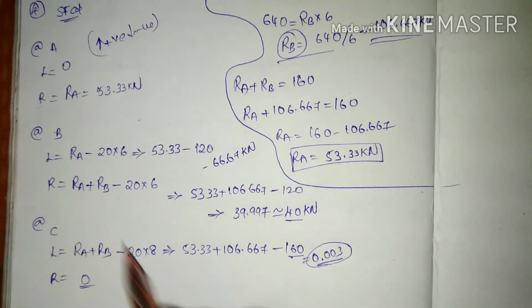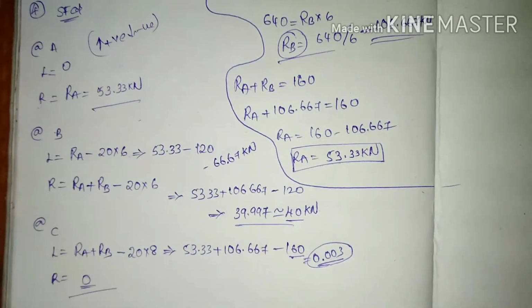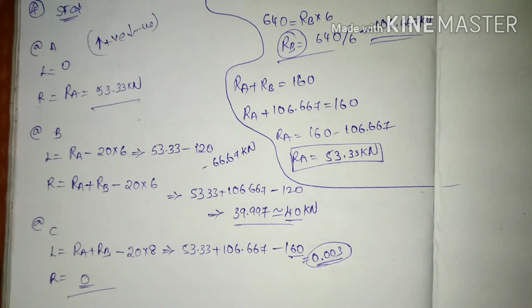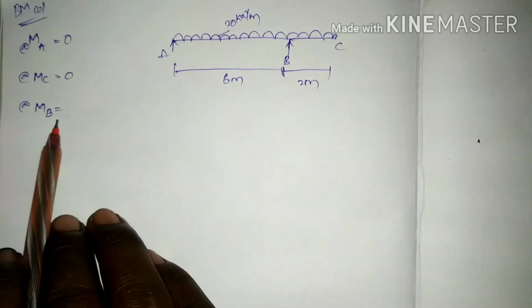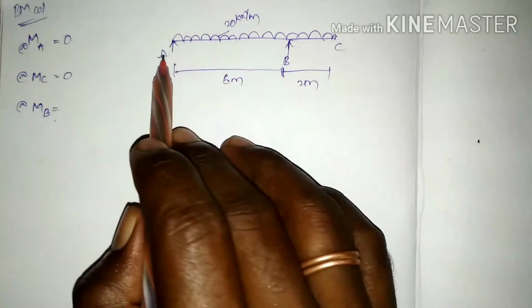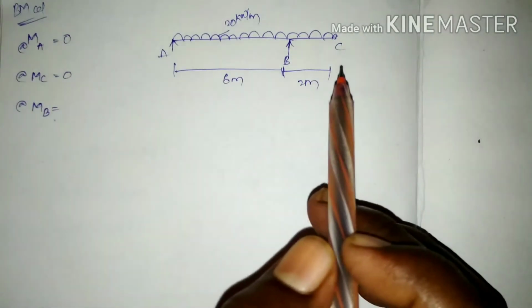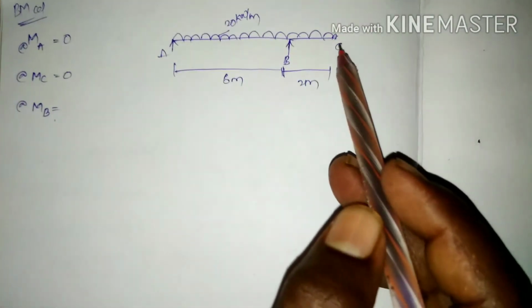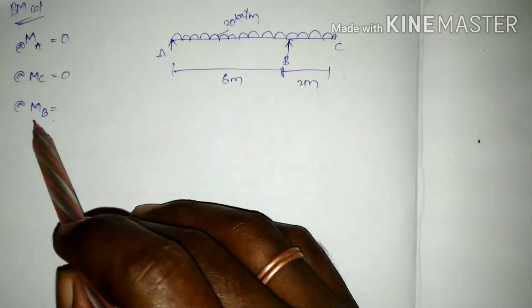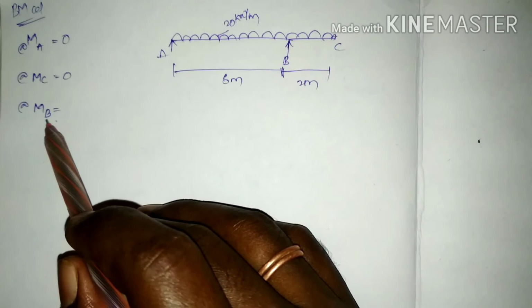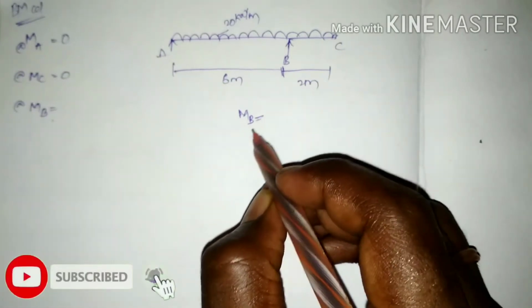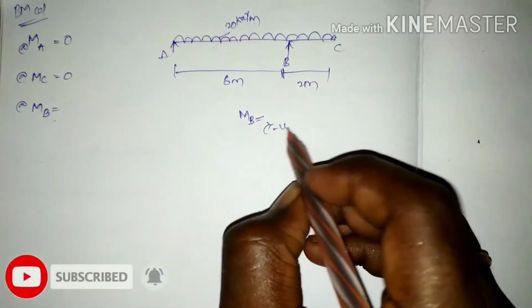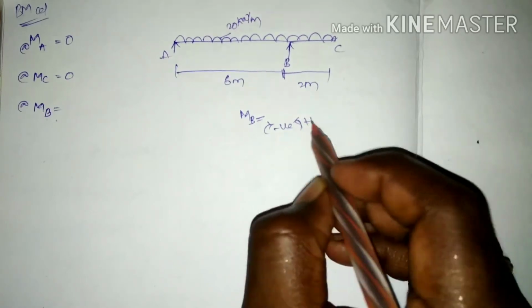Let us consider these values to draw the shear force diagram with its calculations. And next, we are going to see the bending moment calculations. Here we have moment about A, moment about C and moment about B. The moments about A and C are always 0 because they are end supports or end reactions. Next, we have only the moment about B. If I want to take the moments about B, we have a sign convention that clockwise is negative and anti-clockwise is positive.